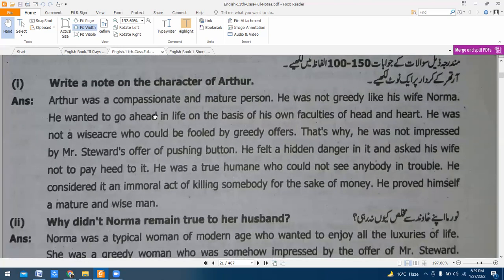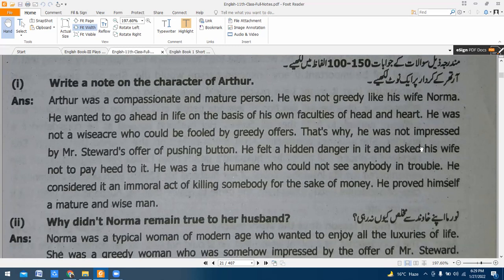Arthur was a compassionate and mature person. He was not greedy like his wife Norma. He wanted to go ahead in life on the basis of his own faculties of head and heart. मेहनत के साथ आगे बढ़ना चाहता था ईमानदारी से. He was not a weak person who could be fooled by greedy offers. कोई भी उसे greedy offer देके कैप्चर नहीं कर सकता था, पागल नहीं बना सकता था.